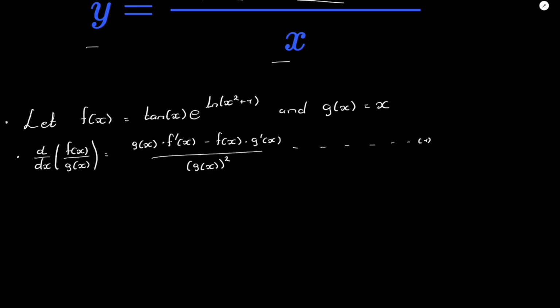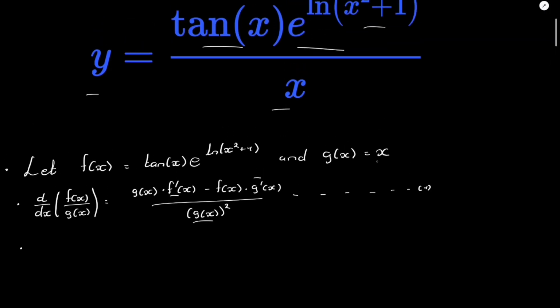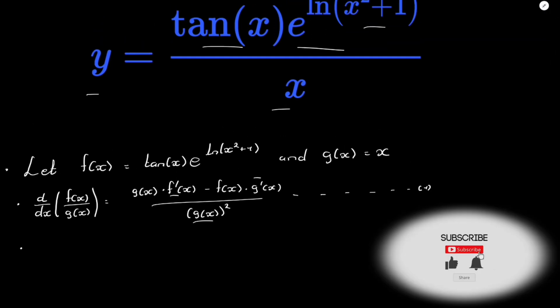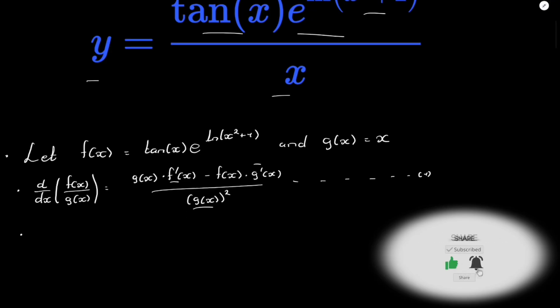In this equation, we notice that we have several terms. We have f prime of x, g prime of x, and g of x all squared, which we don't yet have. So let's start with g prime of x. Why g prime of x? Because g of x is simpler. Let's just start with it, since f of x is going to take us a lot of time to differentiate due to its complexity.